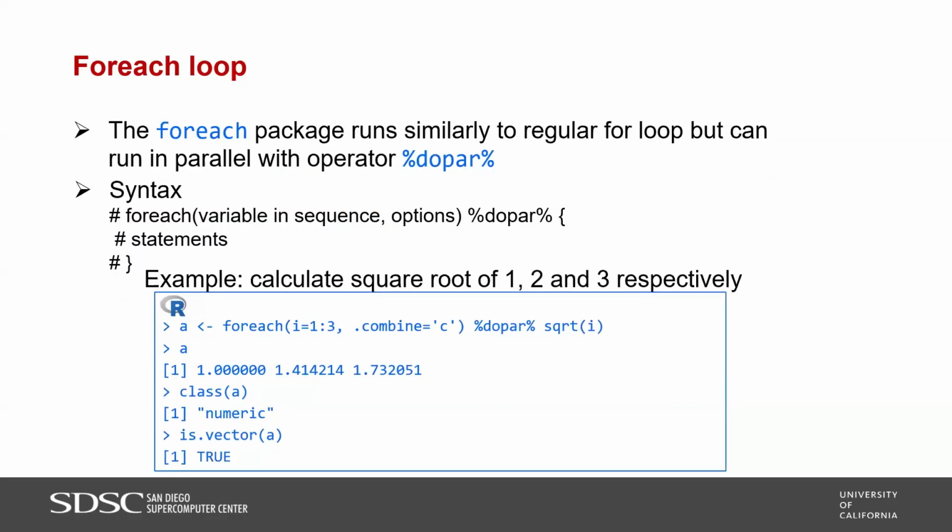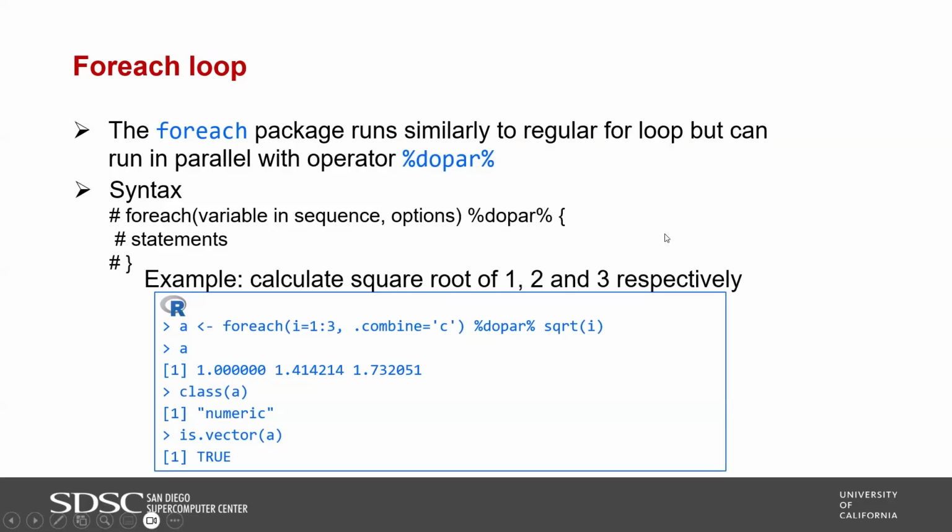Now, the key part is the foreach package runs similarly to the regular for loop, but it can run in parallel with the operator %dopar%. The syntax is very similar to the for loop, but just a little bit different. You can specify your statement inside the foreach and run it in parallel.